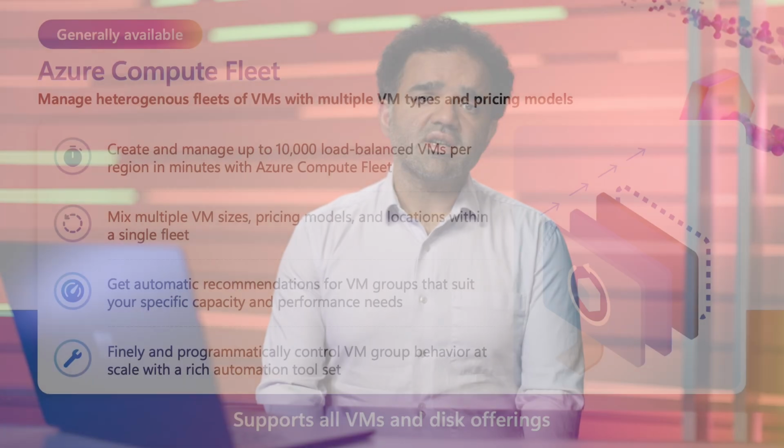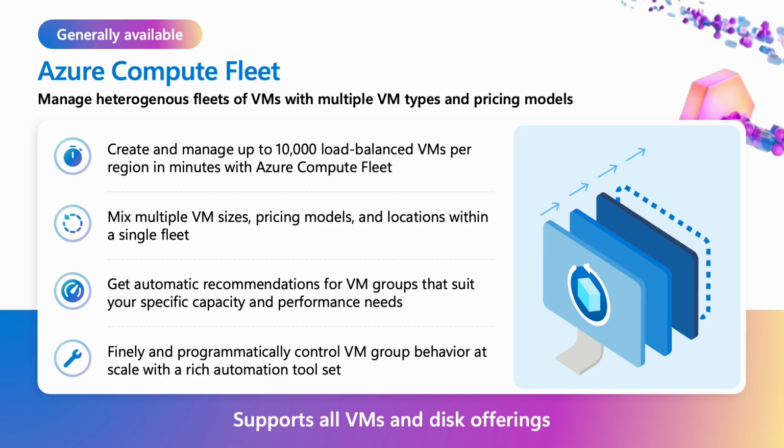We have few features in preview like multi-region fleet, in which you can deploy your Azure Compute Fleet in multiple regions to acquire capacity, and also attribute-based deployments, which help you to specify the shape of the compute rather than the SKUs itself. And Azure Compute Fleet, using those attributes, will pick the right SKU to deploy to fulfill your compute needs. These two features are in preview.